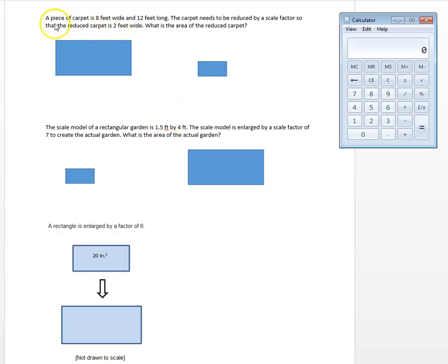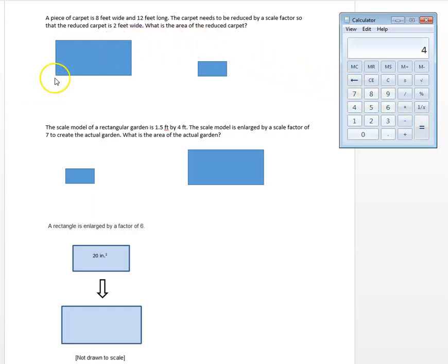In the first question here, we have this large piece of carpet that's 8 feet wide and 12 feet long, so 8 by 12, and it needs to be reduced by a scale factor so that the reduced carpet is only 2 feet wide. So the original carpet was 8, the new carpet is 2, so that is going to be this fraction, 8 divided by 2, or 8 over 2, which means we've reduced it by a factor of 4.